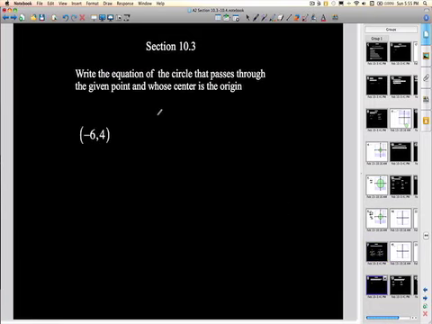A little more complicated is when they give me a point on the circle. But remember, if I have a center at 0, 0, and I've got a circle, and they give me a point at -6, 4, what I need to find is the radius. So all I need to do is find the distance between my 2 points, and I've got the radius.